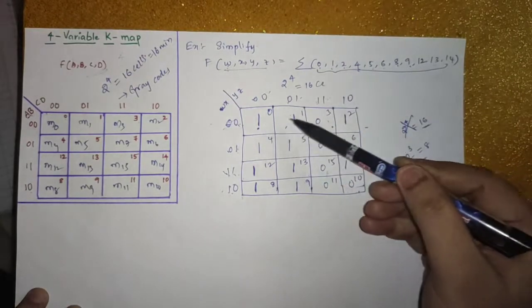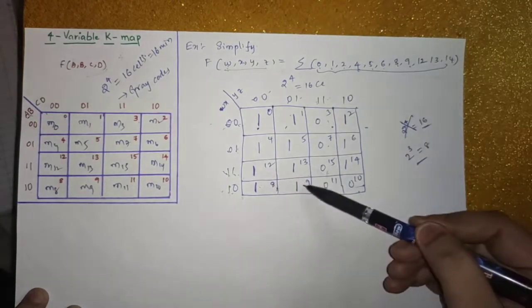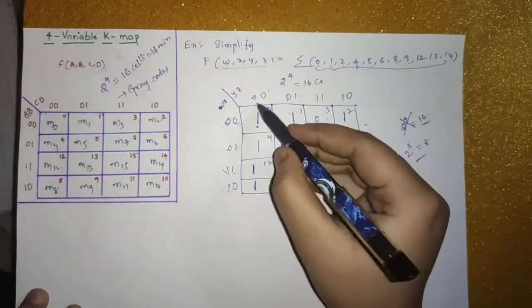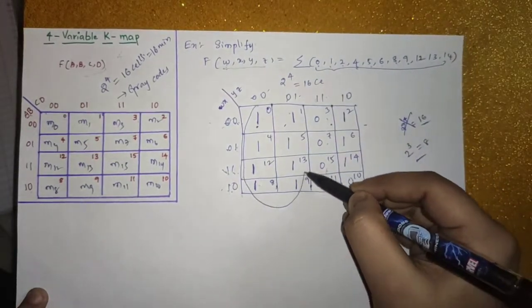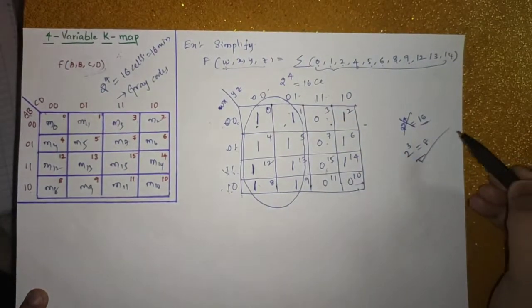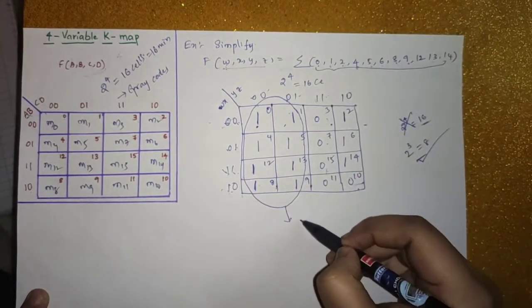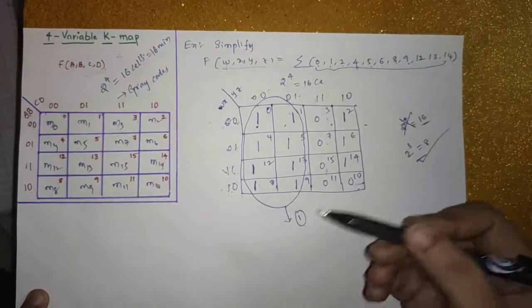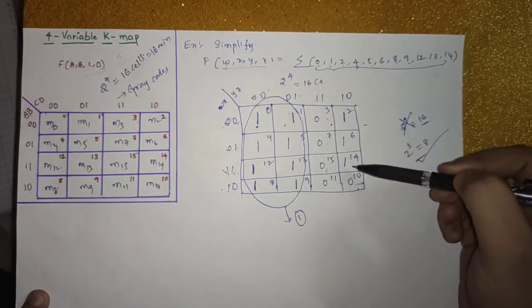We can see here 1 1 1 1 1 1 1. These 8 ones are adjacent to each other, so these can be paired. So 8 pairing is possible, so this can be paired. Let us name it as one loop, and remaining ones are 1 2 3.